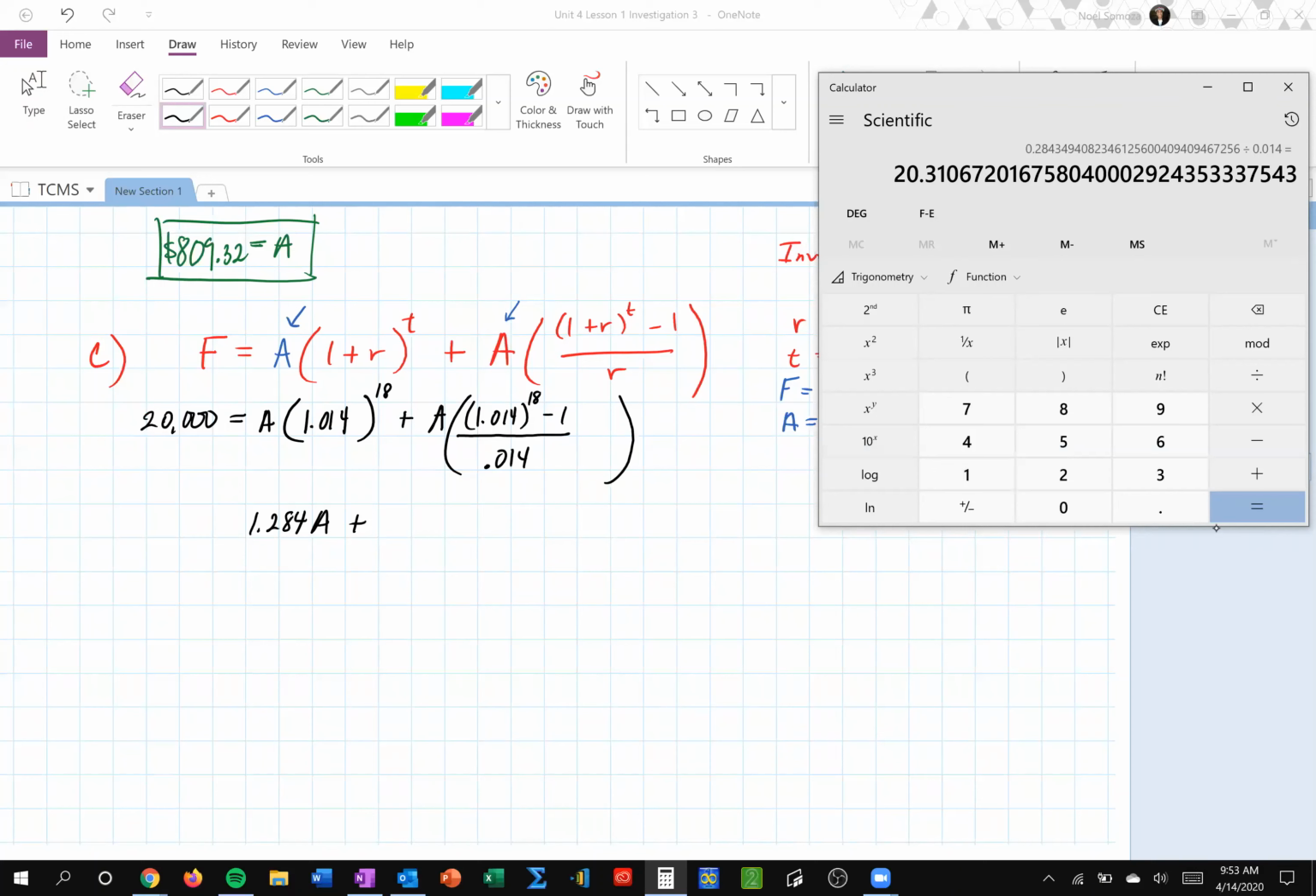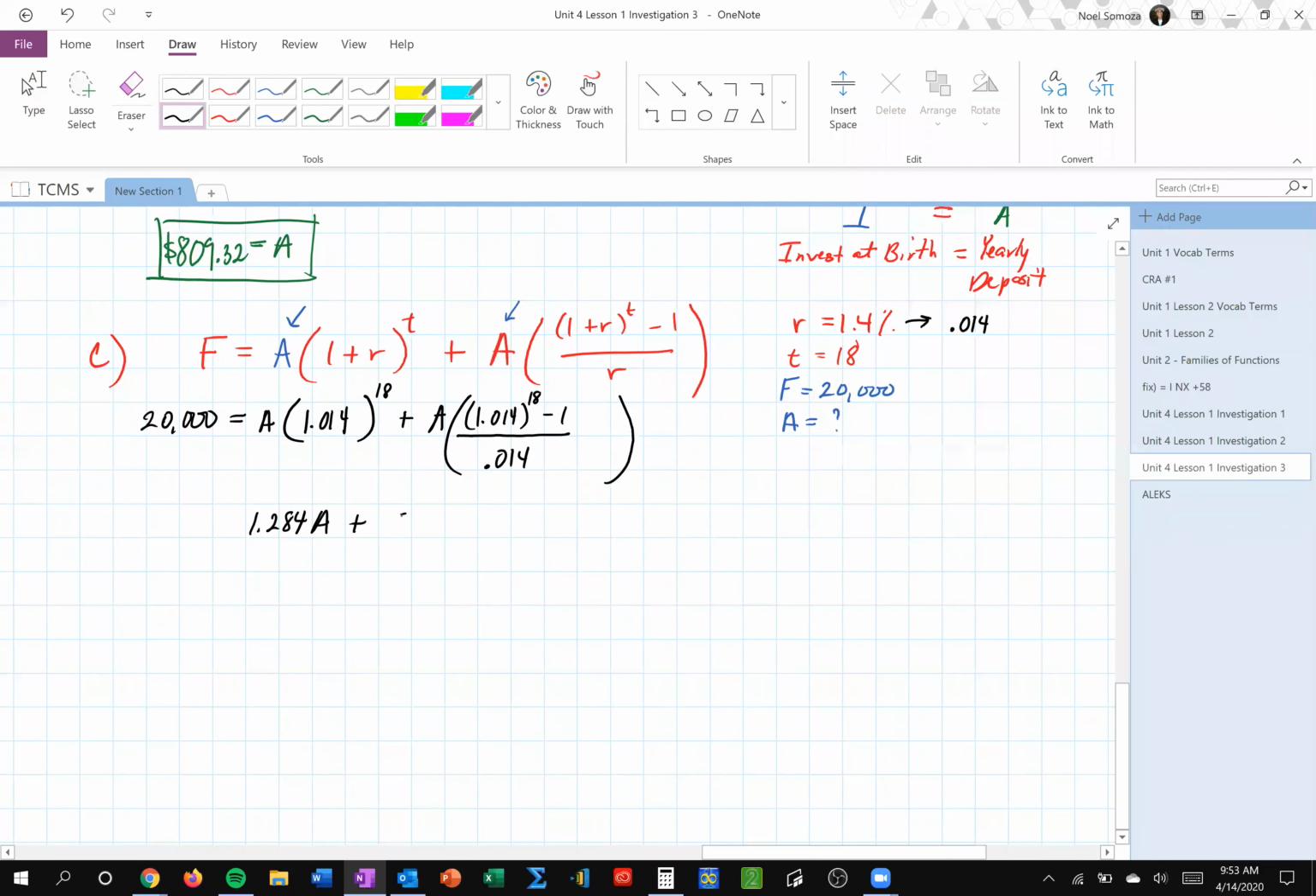We've settled here at 20.310. You could round that up to 20.311. So 20.311A, and then that equals 20,000. Now let's combine. You have these two terms here. They both have A, so you can combine these two coefficients.